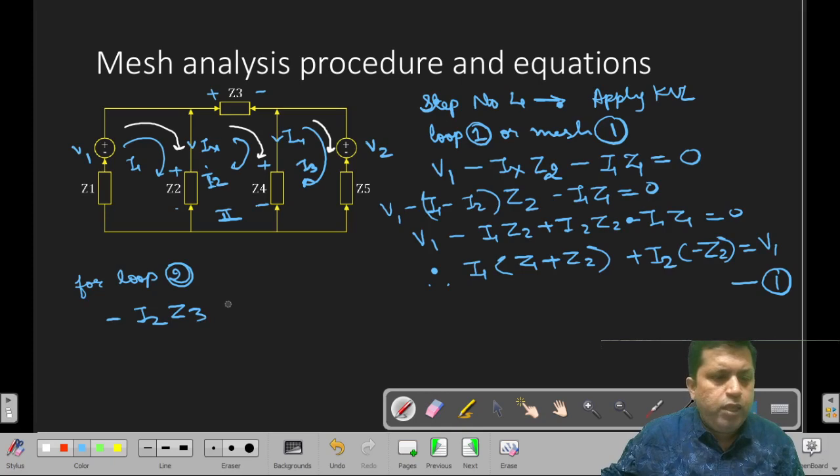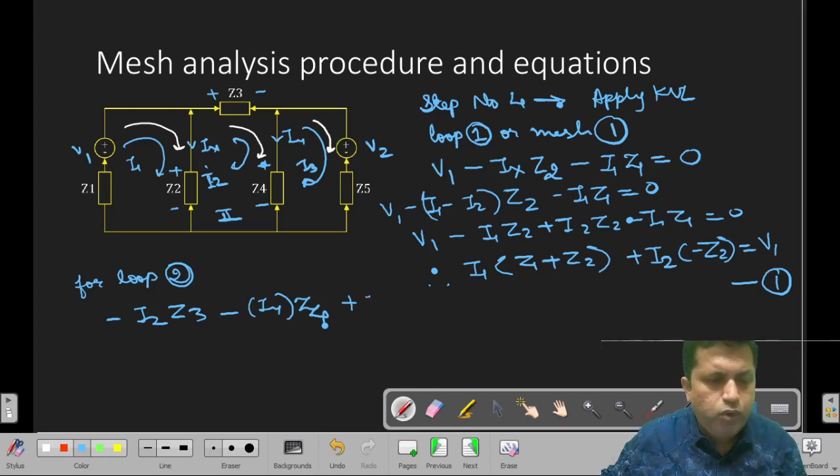Okay, then move on to Z4. So plus to minus. Okay, so what will it be? Minus Iy into Z4. Okay, then see here, why are we taking plus to minus? Because there is a voltage drop. And then we will go to Z2. From minus to plus there is a voltage rise. So plus, positive.